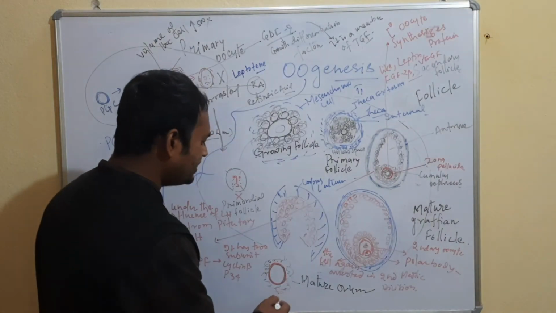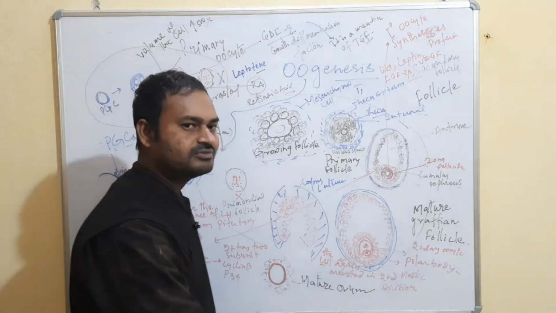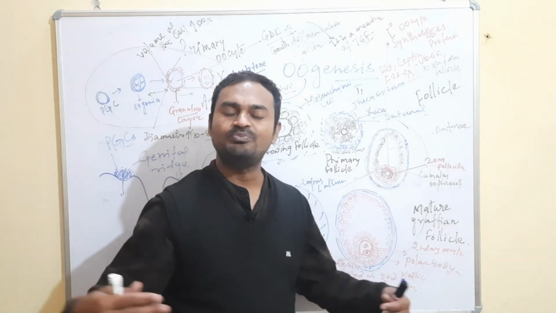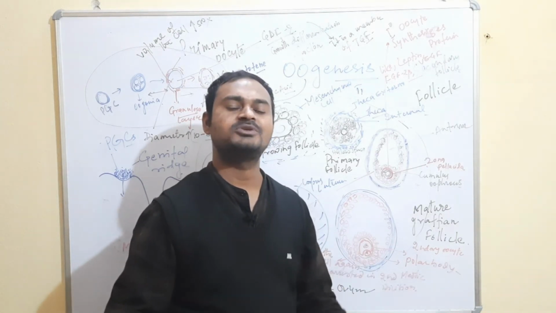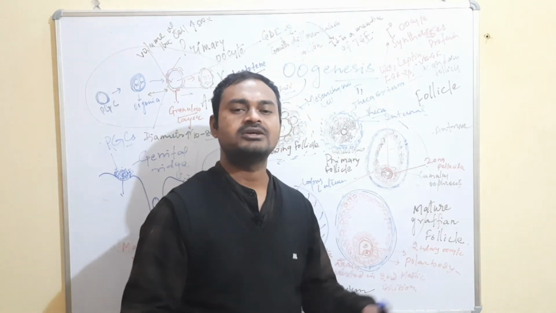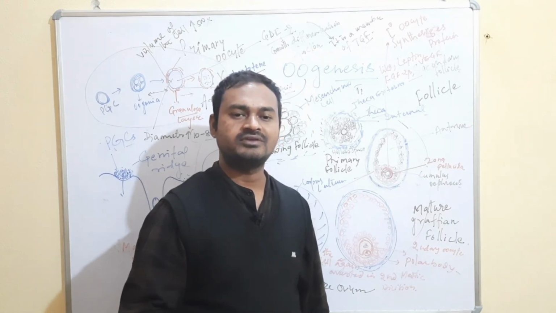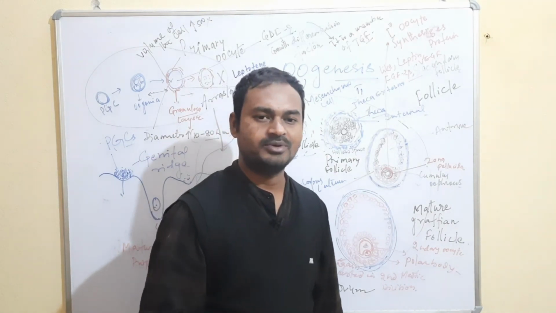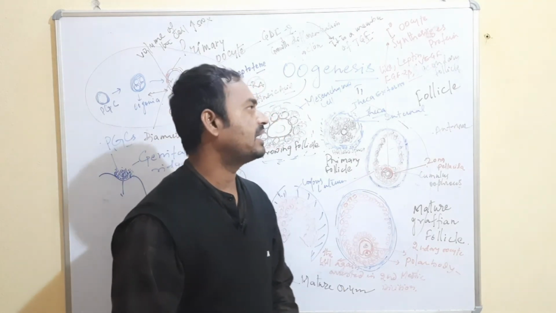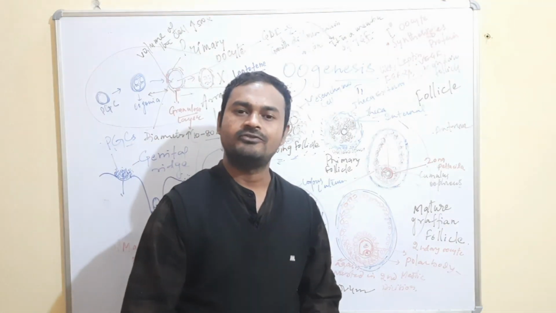Now the mature ovum gets released into the fallopian tube, and it will wait for the sperm to meet. After the sperm penetrates inside the ovum, the second meiotic division of the ovum gets completed, and hence this was the process of development and formation of oogenesis in the female individual.